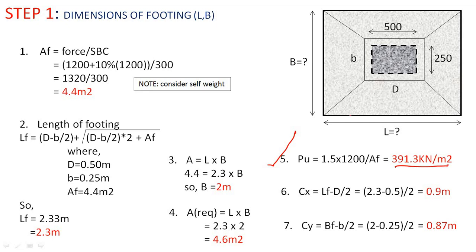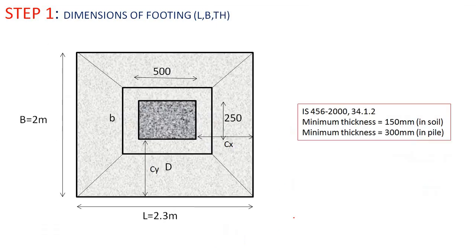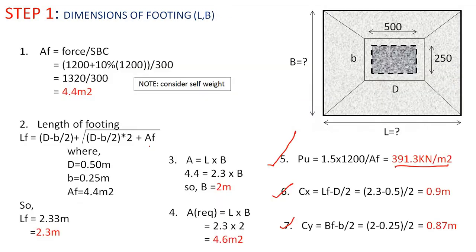So now what we will do is we will find Cx and Cy. Now what is Cx and Cy? Cx is the distance from this face of the column to the end of the footing. This is the Cx, and Cy is the distance from the face of the column to the external face of the footing. This is the Cx and Cy. So we will find Cx and Cy.